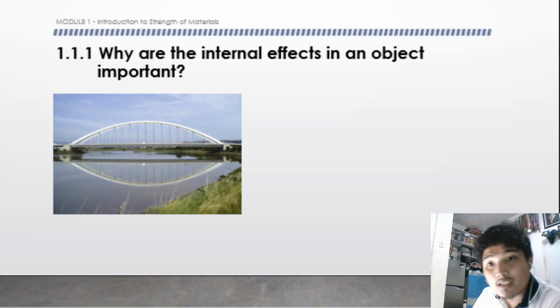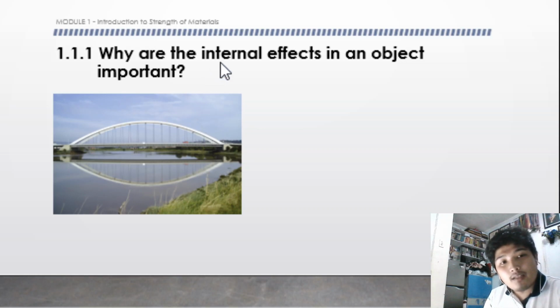So, makikita nyo class, meron ditong arc bridge. Ito yung bridge, supported by an arc and then which is connected by steel cables. Okay. So, bakit mahalaga yung internal effect? Ngayon, kung titignan natin tong figure na to, itong slab na to nung bridge, di ba, siya yung main source ng weight which is carried by this arc.